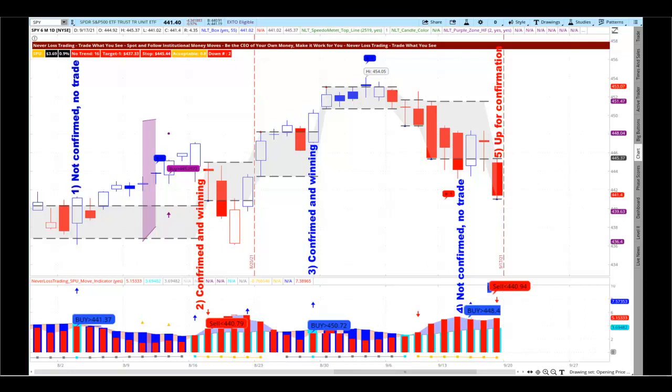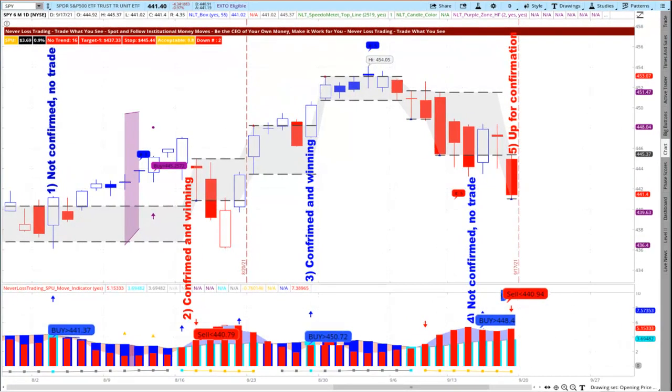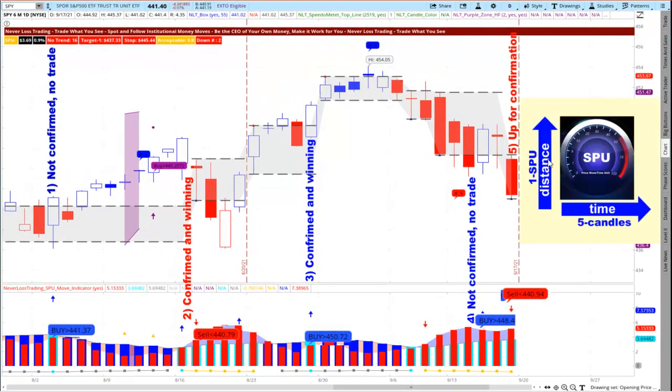This is a daily chart, and basically we consider two dimensions of trading. We consider distance of a SPU, and we consider time. The target shall be reached by candle number 5. If it's not, we close the trade regardless of where it is. Simple rule, isn't it? Two dimensions of trading: SPU for distance and 5 candles for time.